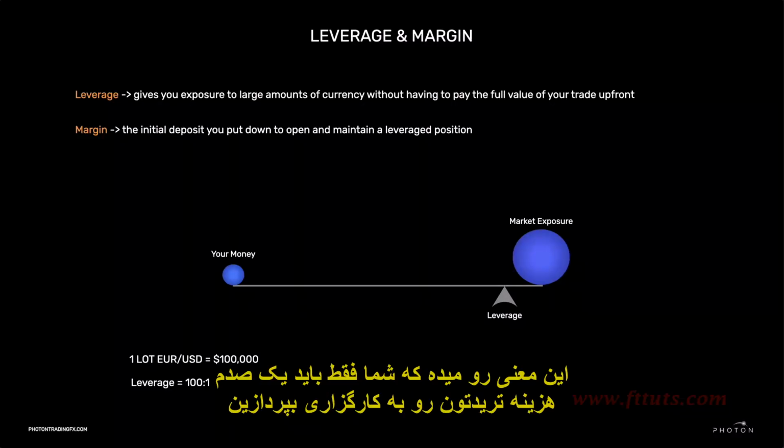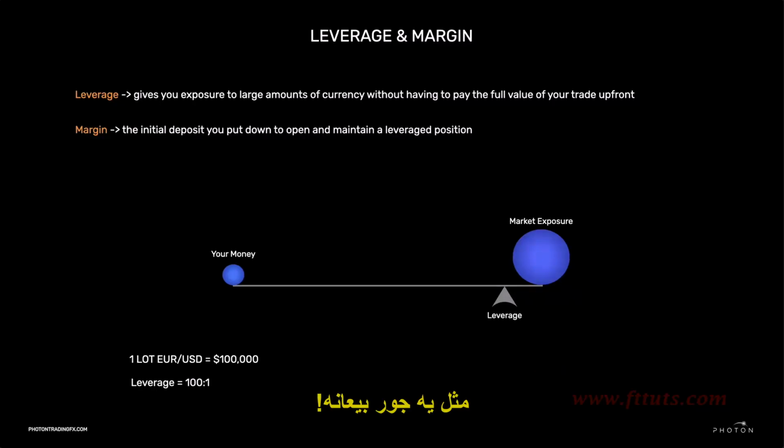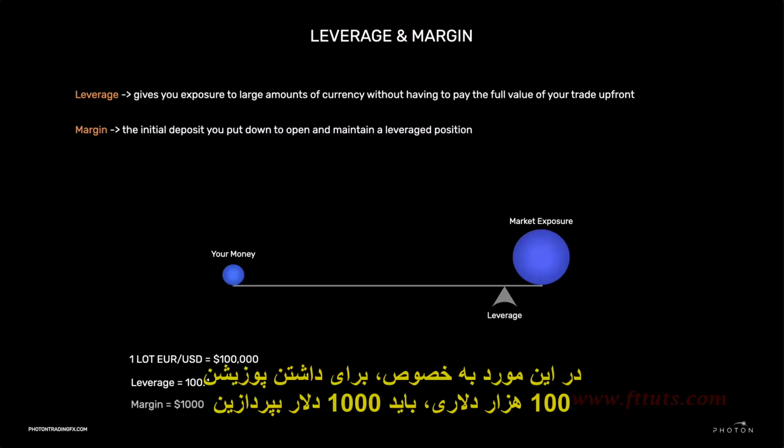What this means is that you only have to put up 1/100th of that trade cost in margin to the broker as essentially a good faith deposit in order to control that large position. So in this case, that would only be $1,000 for you to control a $100,000 position.